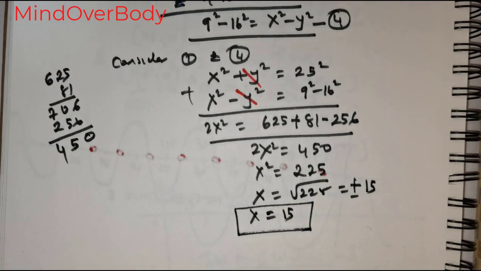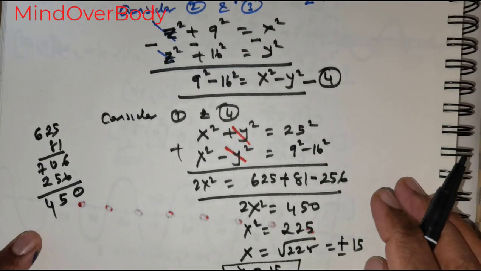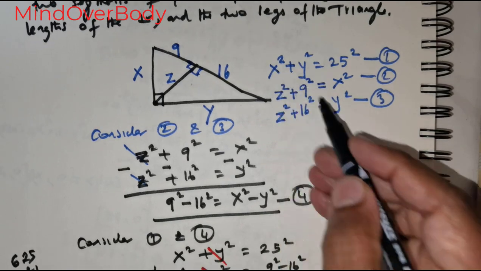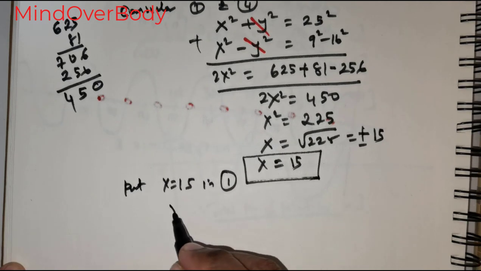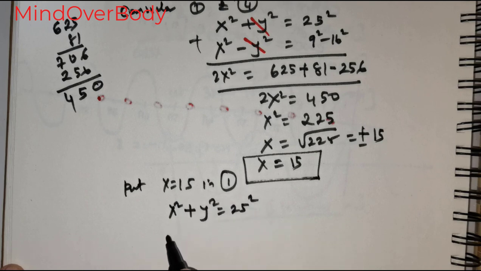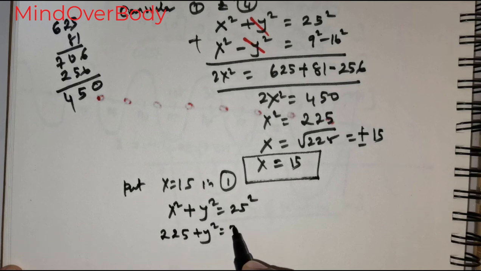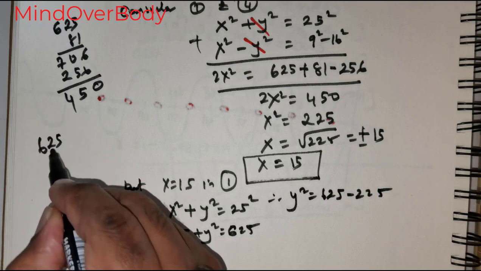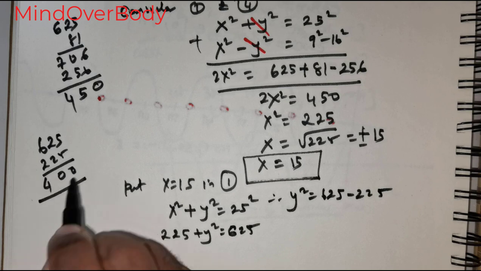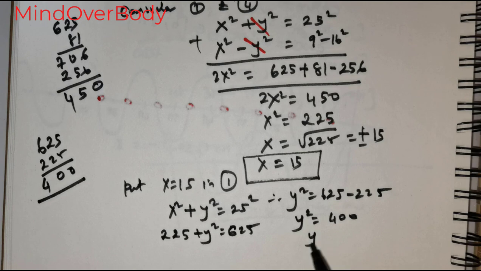If I take x to be positive 15, then we will have to find the value of y. So what would y be here? I can clearly substitute. Put x equal to 15 in equation 1. 1 is x squared plus y squared is equal to 25 squared. 15 squared is 225, plus y squared is equal to 625. Therefore y squared is 625 minus 225, which is 400. So y is equal to 20. So y is equal to 20 and x is equal to 15.